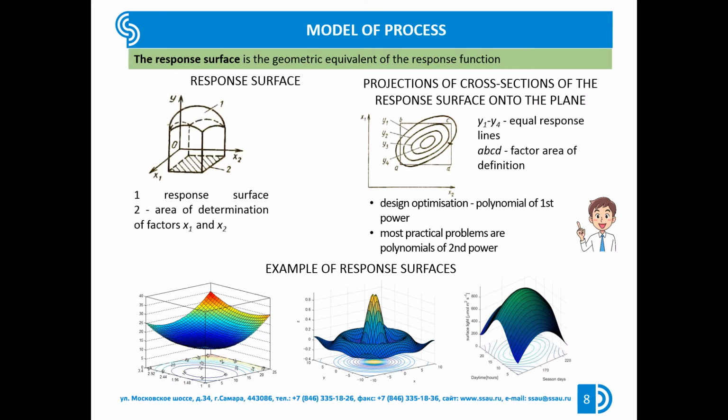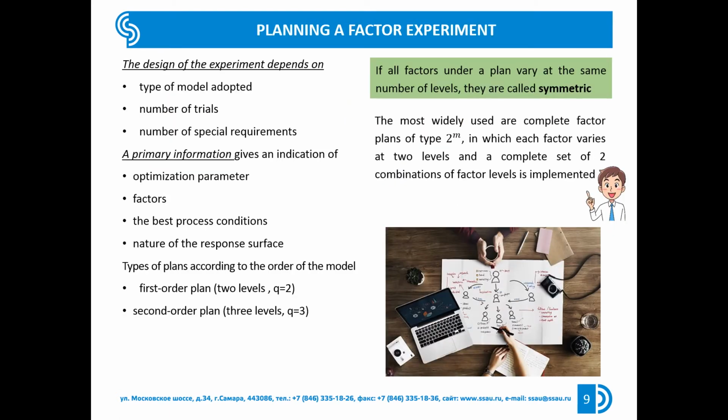However, a linear description of the response surface may not be adequate. Therefore, we have to increase the order of the approximating polynomial. But for most practical tasks, satisfactory accuracy can already be achieved by using polynomials of the second power. The design of the experiment depends on the type of model adopted, the number of trials and the special requirements for the descriptive properties of the model.